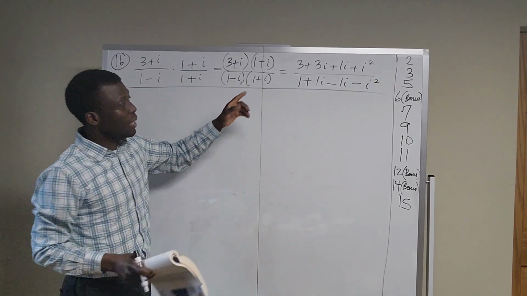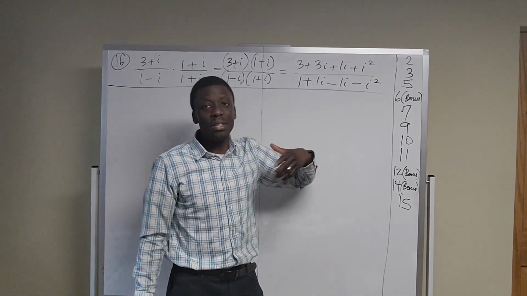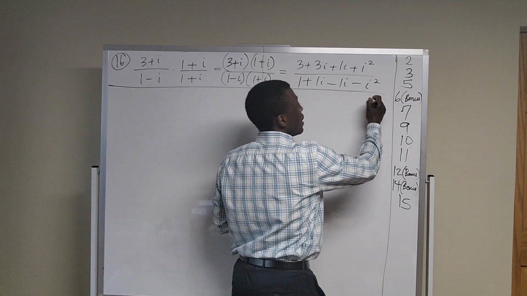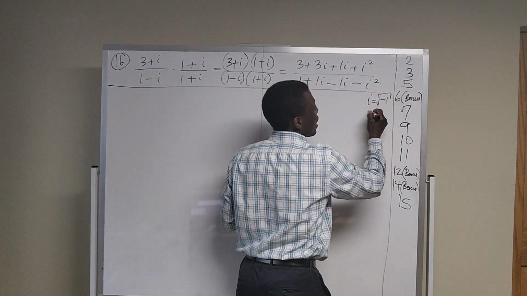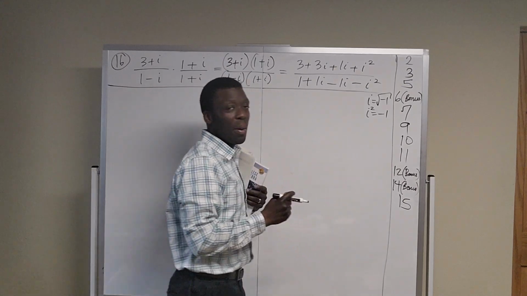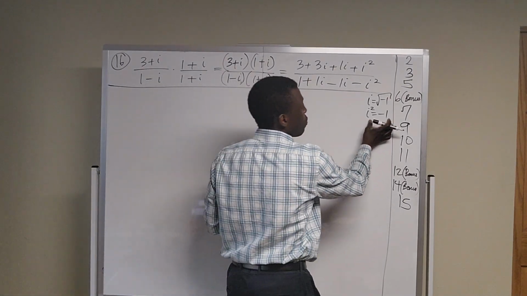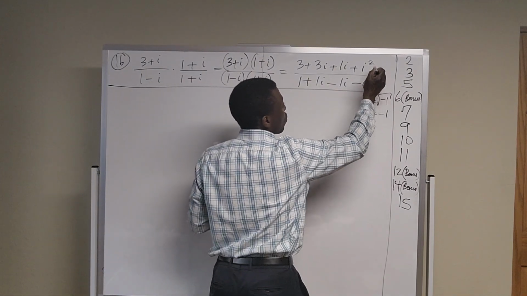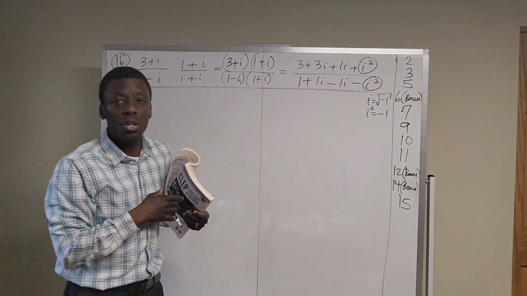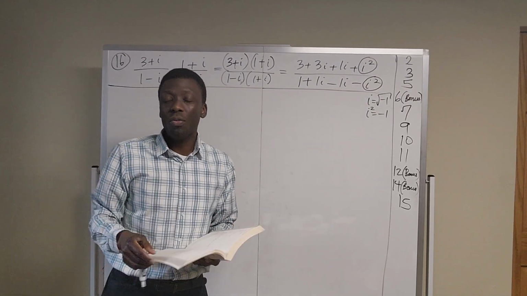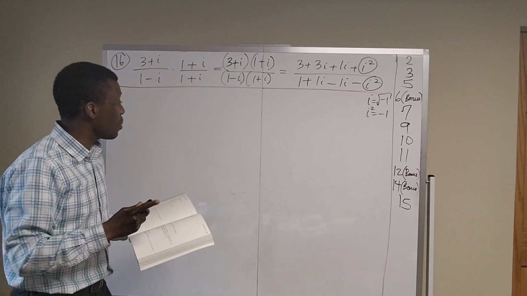squared. So keep in mind that i squared is the square root, well actually i is the square root of negative 1. i squared is negative 1. So remember that approach. Therefore, you put in negative 1 when you see i squared. Everywhere you see i squared, you put in negative 1. That's how we'll solve that problem to the end. Okay, so that's number 16.